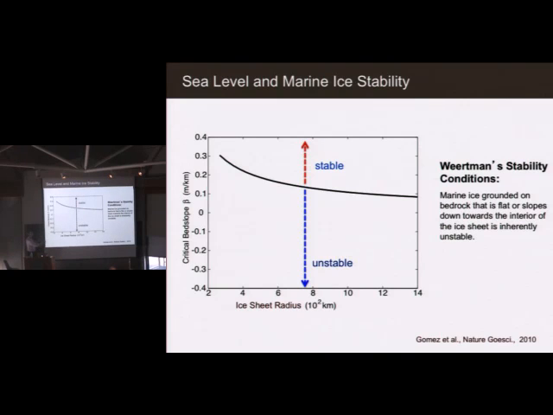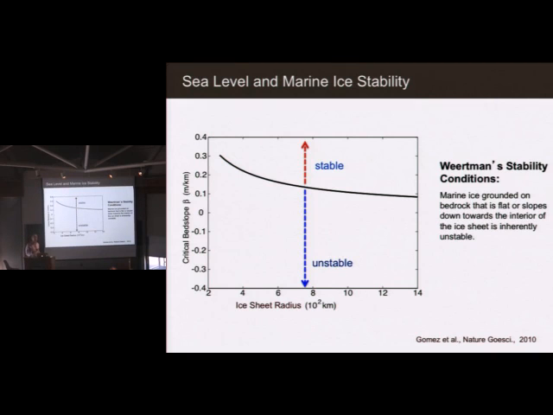He looked at the critical bed slope, that is the bed slope that would lead to instability, as a function of the ice sheet radius. And he found that there was a sensitivity, but the important thing is that for any negative bed slope, no matter what the size of the ice sheet, that asymptotes to a value above 0. And if it doesn't, it's because it's plotted incorrectly. No, it does. Any ice sheet sitting on a negative bed slope is inherently unstable, according to the Wortman analysis.